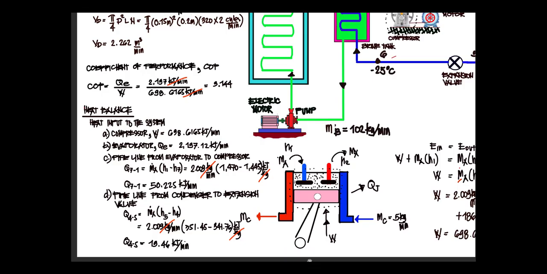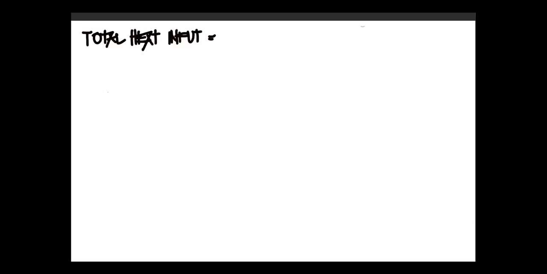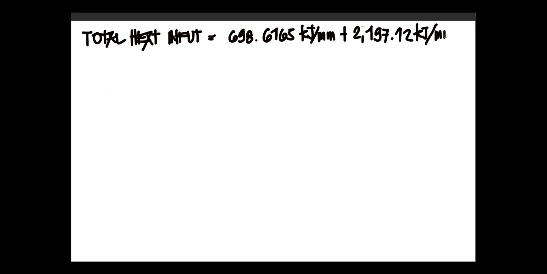Okay, so we're going to sum up all the heat input that is being inputted to the system. So that will be for the compressor. We have 698.6165, so the units is kilojoule per minute. Then for our evaporator, this will be 2197.12. The units will be kilojoule per minute also.